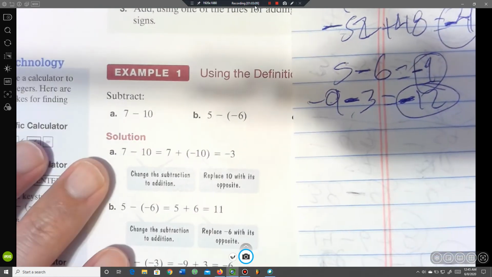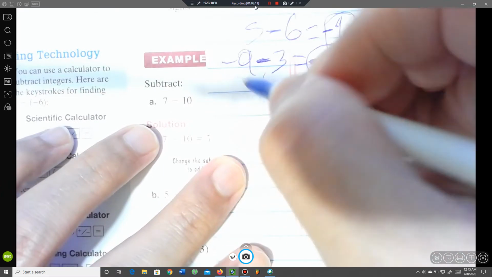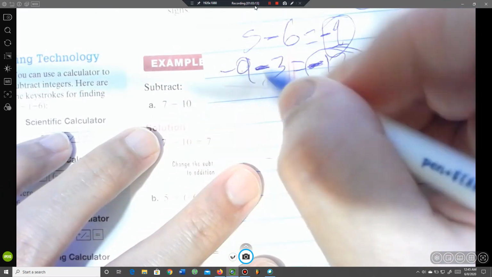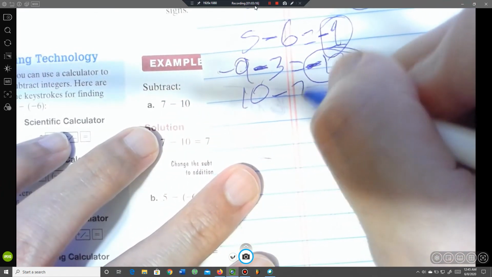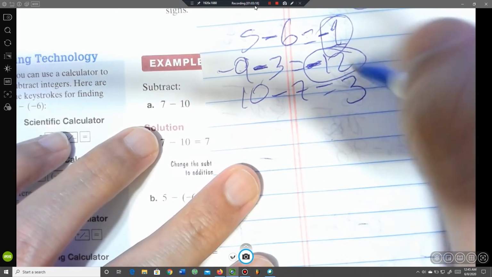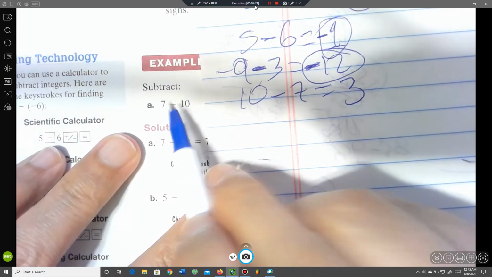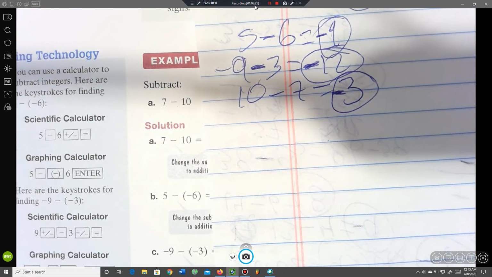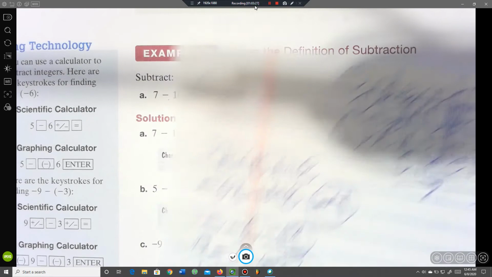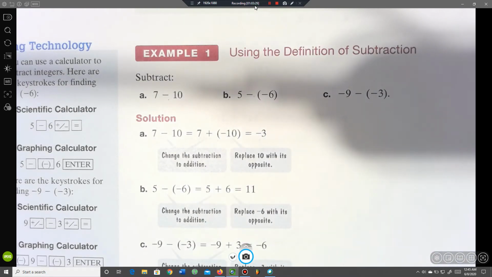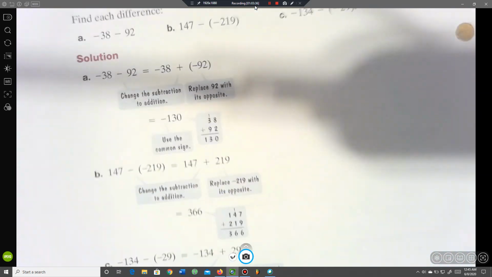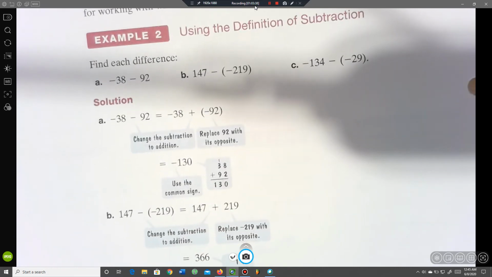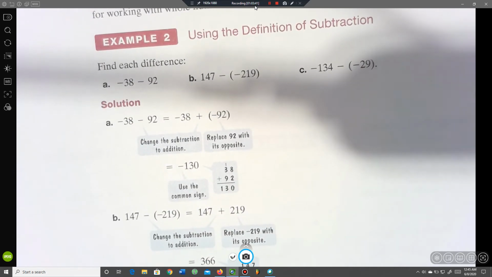All right, let's go ahead and do this one really quick. 7 minus 10. That's the same thing as 10 minus 7. That's 3. Go back and look at the sign of the largest value. It's negative. The answer is negative 3. Are you getting the tricks for adding and subtracting integers? Make sure you practice those, because you're going to need that knowledge.